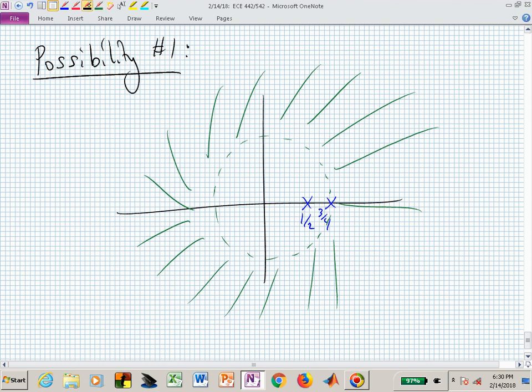This is our z-plane picture. And the green shading is our region of convergence. So in this possibility, our ROC is outside all the poles.